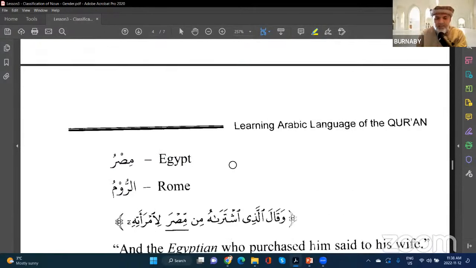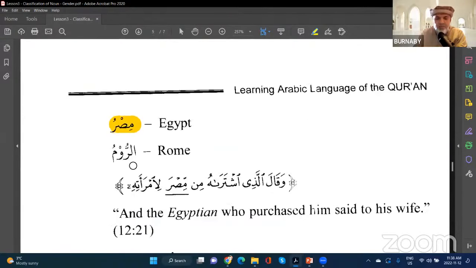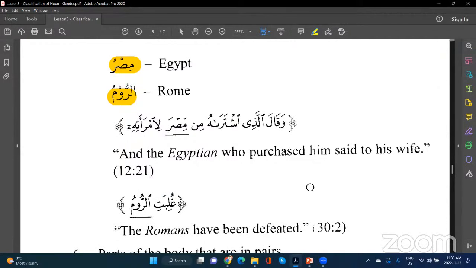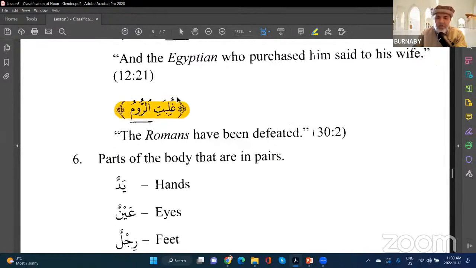Okay. What else? Then there is another category called words feminine by convention, like geographical names of towns, villages, countries, such as Misru, Ar-Rumu. So you're going to say, why are they feminine? Because the Arabs said so, right? Am I going to argue with them? No, I'm not going to argue with them because this is their language. We are here to learn the way they speak it. If we don't like it, this is our problem. We may not have it in our language, but that's why we're learning the Arabic language. So there are some examples. Ghulibatir Rum from Surah Ar-Rum, and Rum here is feminine.